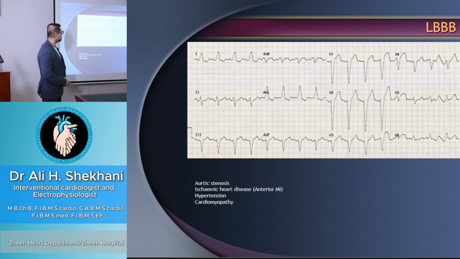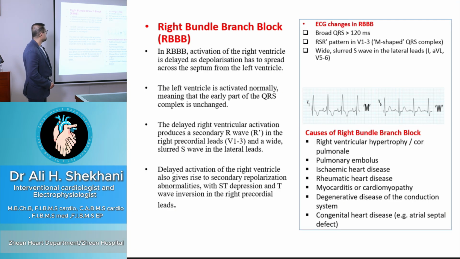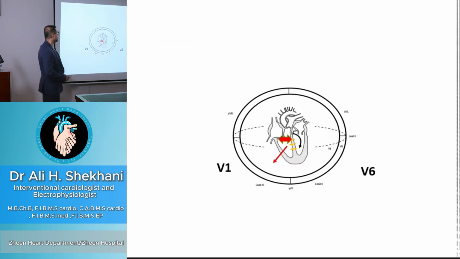This is the classical ECG finding of the left bundle branch block. This is widening of the QRS, and there is deep S in V1, and there is positive R in V5, V6. And we have right bundle branch block, the same, but the difference is just in the V leads.